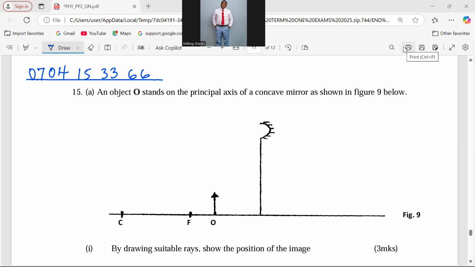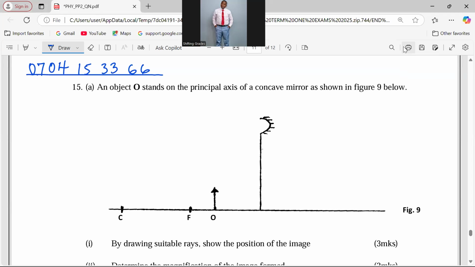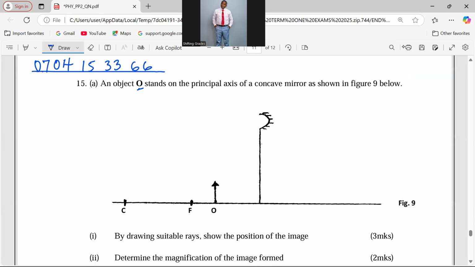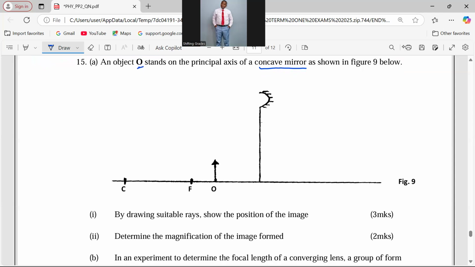We're going to discuss physics, paper 2. This is a question on thin lenses and also curved mirrors. We are told that an object O stands on the principal axis of a concave mirror as shown in the figure below. So figure 9 below is a figure of a concave mirror. Then we have an object O, which is standing on the principal axis.